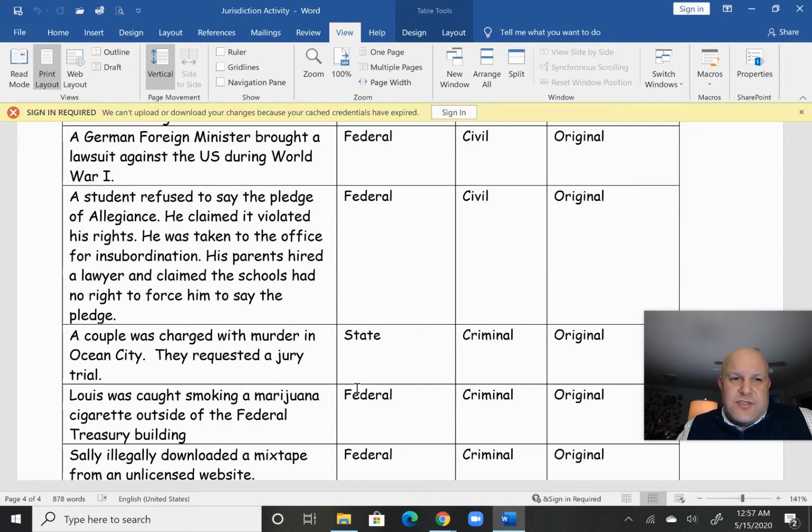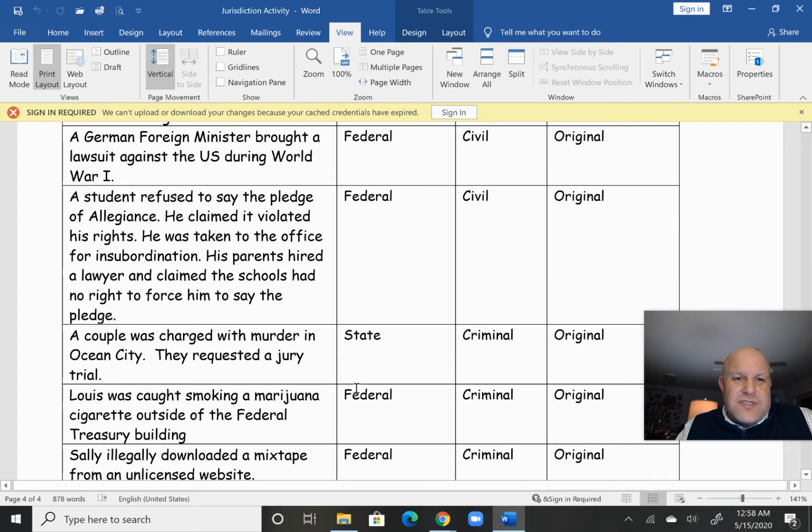case in original jurisdiction. This is weird. This would actually end up in federal court. It might cases involving foreign ministers. This might have also ended up in the Supreme Court as original jurisdiction. The U.S. Supreme Court, one of the few times they have original jurisdiction in cases involving ambassadors.